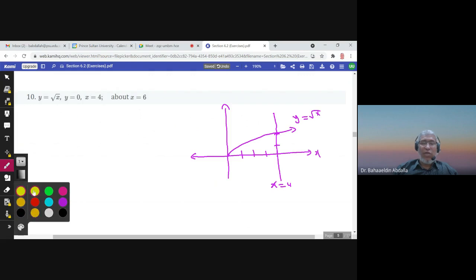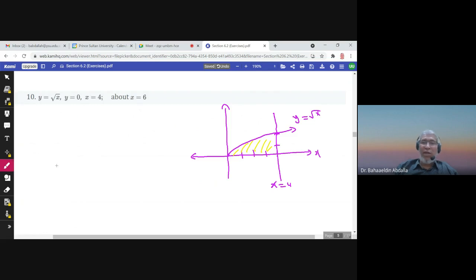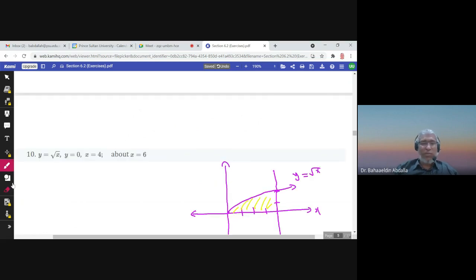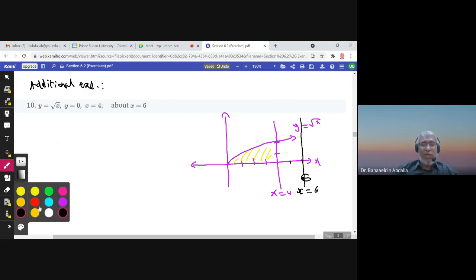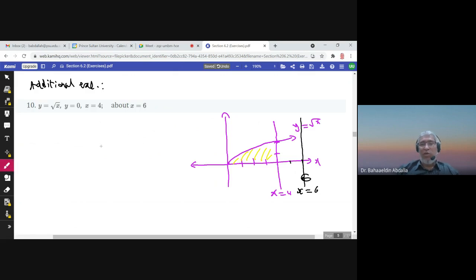We need to rotate, but here we will rotate about a line, about x equals to 6. So let us call this additional exercise. So x equals to 6, that's the line x equals to 6, 4, 5, 6. This is the axis of rotation. It's parallel to the y-axis, so it is as if we are rotating. I mean, we use the formula.